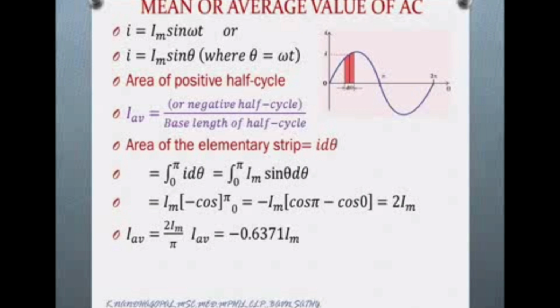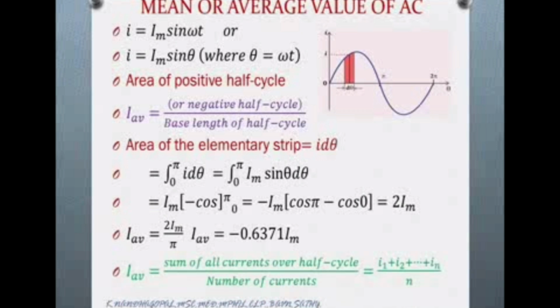Here is 0.6371. How did that come? Here we have 2 divided by pi. So pi equal to 3.14. So 2 divided by 3.14, you are dividing the two values, you will get 0.6371. So that is the answer here.